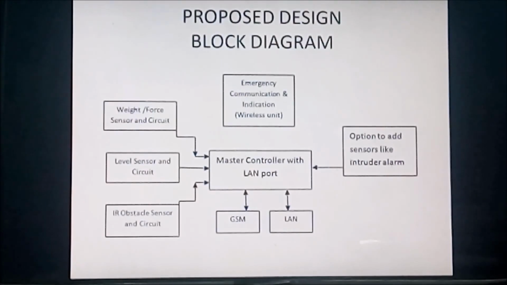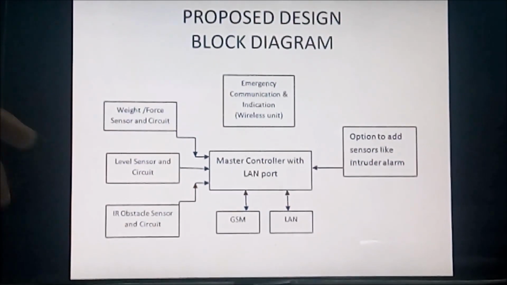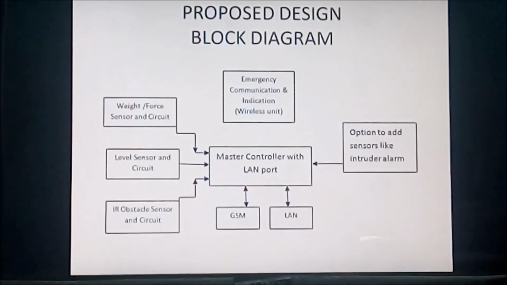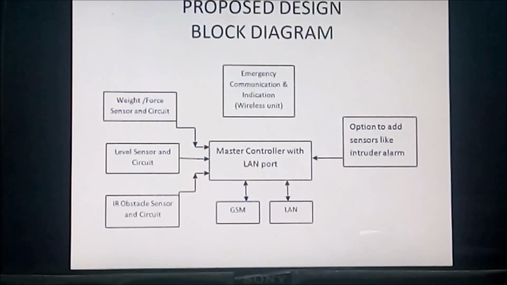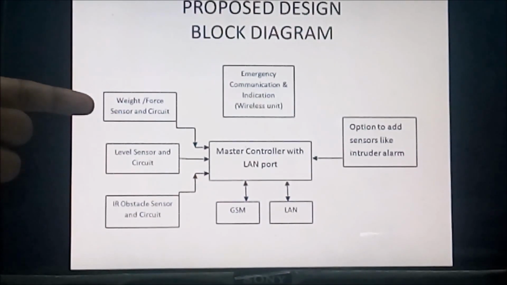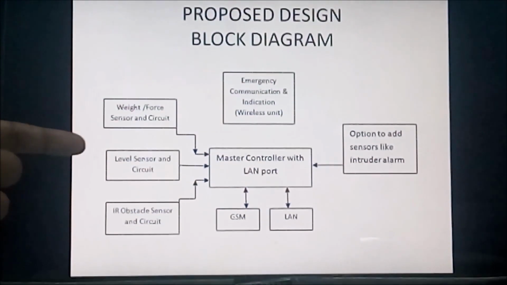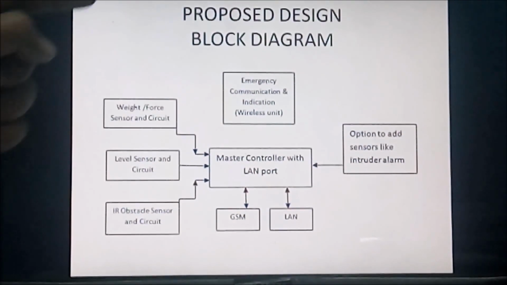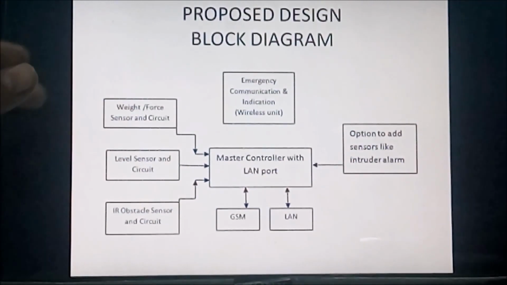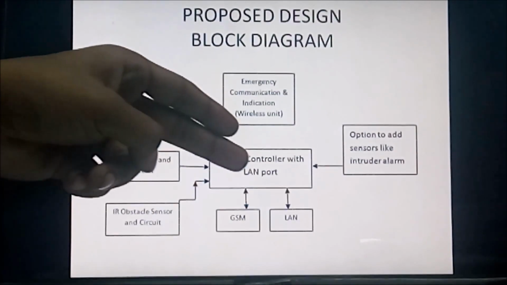We have got the proposed block diagram for our product. In this product, we are having a master controller board which we are going to use as a development kit. With this kit, we are going to interface various sensors like a weight or force sensor, which is basically a pressure sensor. A level sensor is also there, and one IR obstacle sensor, which will be interfaced with the main controller to sense obstacles.